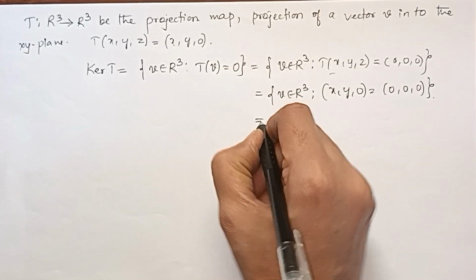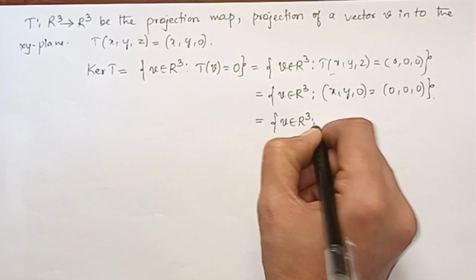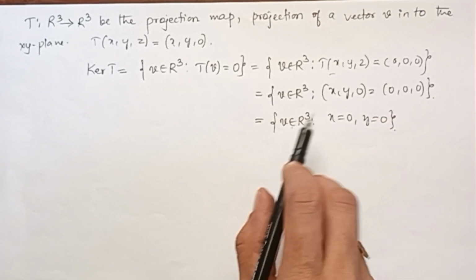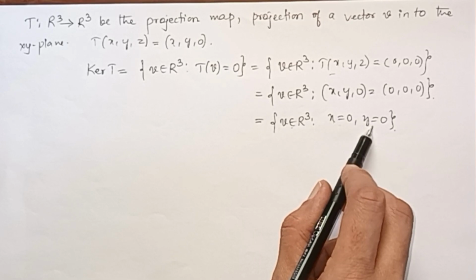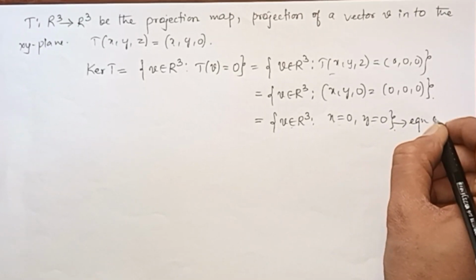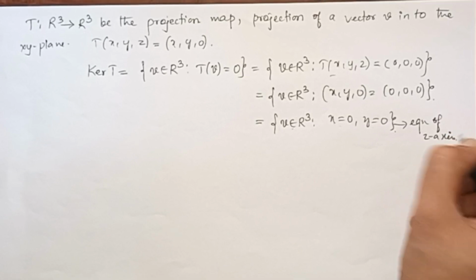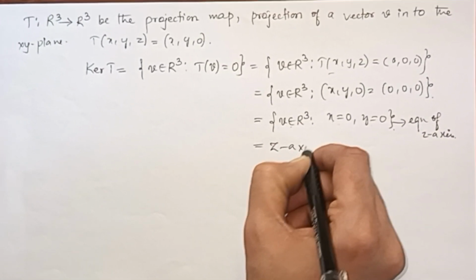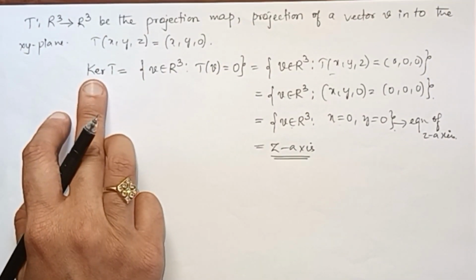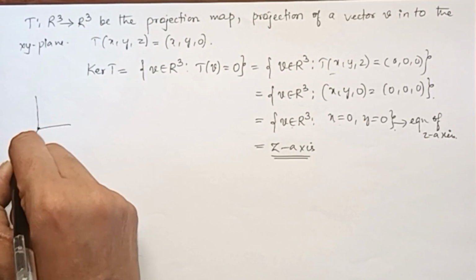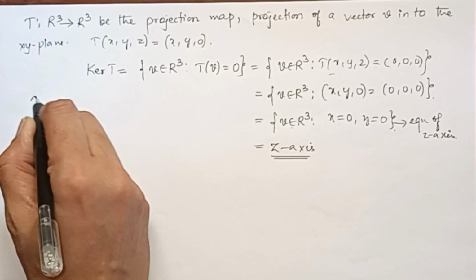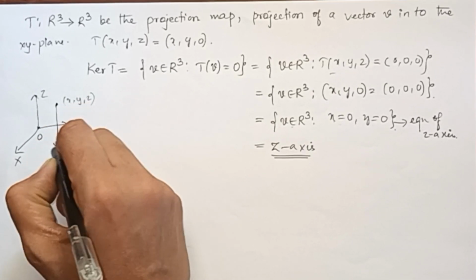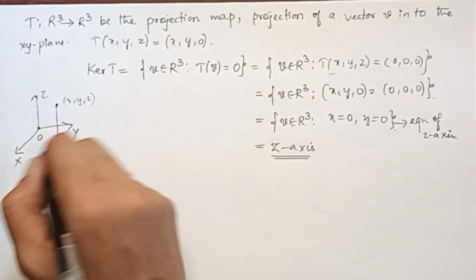Okay. So this implies the set of all V belongs to R³ such that x = 0, y = 0. The set of all those vectors for which the x coordinate is 0 and the y coordinate is 0. This is nothing but the equation of the z axis. For the z axis, both the x coordinate and y coordinate are 0. Therefore, the entire z axis is the kernel of this transformation. The transformation is a projection map, with the x axis, origin, y axis and z axis like this. So any vector here, (x, y, z), gets mapped to (x, y, 0). It comes to the xy plane.